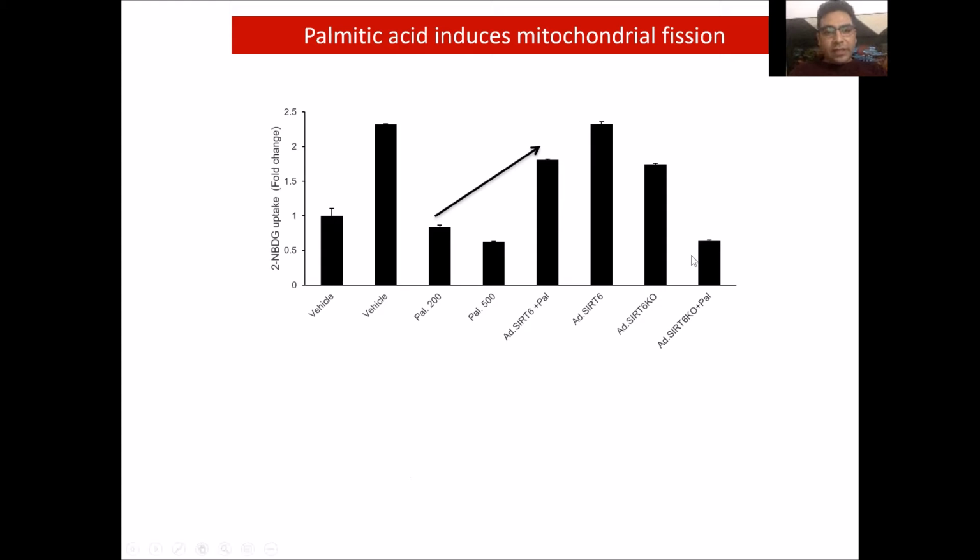Here we have used 2 models, the SIRT6 overexpression model and the SIRT6 knockout model, and we gave the palmitic acid. When we gave the palmitic acid, there was insulin resistance as we established earlier. But with overexpression of SIRT6, this effect of the palmitic acid is nullified. When there is a knockout, we didn't get much change. But when we give palmitic acid in the knockout cells, we find more insulin resistance. So the knockout cells are more prone to insulin resistance by the palmitic acid.